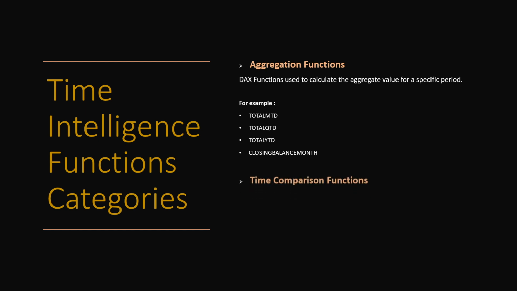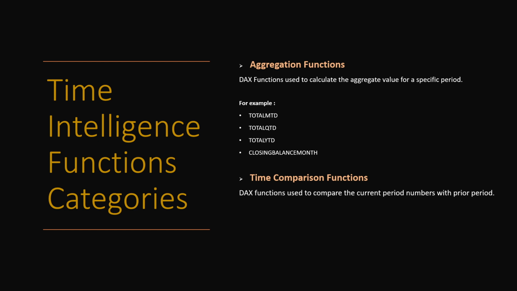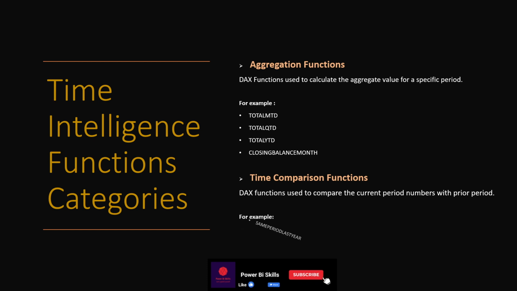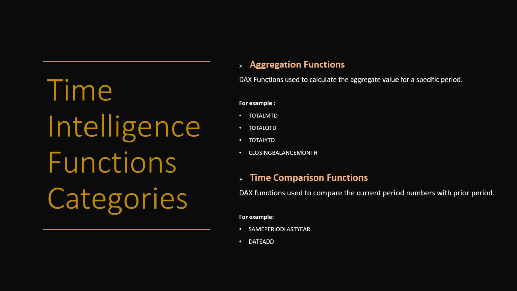Then we have the next category of time comparison functions, where we calculate the current month data or current period data against the prior period. These DAX functions are used to compare the current period with the prior period. Examples are the SAMEPERIODLASTYEAR DAX function, DATEADD, which is a very important DAX function, DATESBETWEEN, and PARALLELPERIOD.